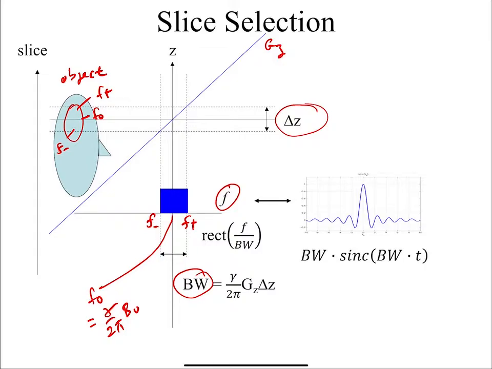All right? So now we can talk about how we actually design the slice. This is represented in the frequency domain as we want something of the form rect of f over the bandwidth.